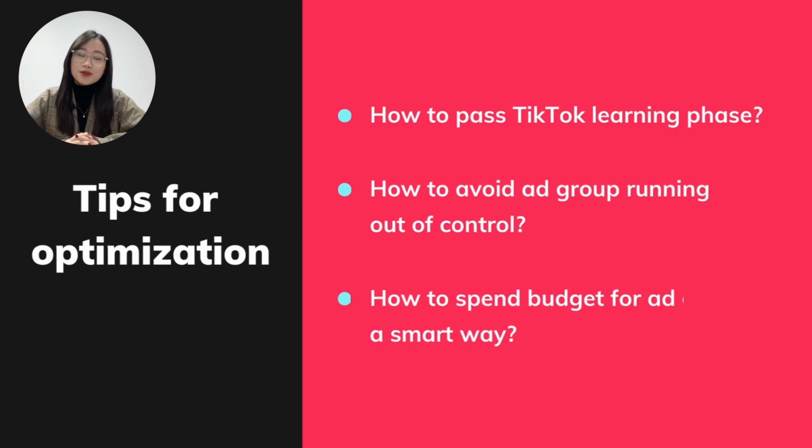And here are some tips to optimize your campaign with a good advertising budget. We are going to cover 3 things: how to pass the TikTok learning phase, how to avoid an ad group running out of control, and how to spend budget for an ad group in a smart way. And first, how to pass the TikTok learning phase.